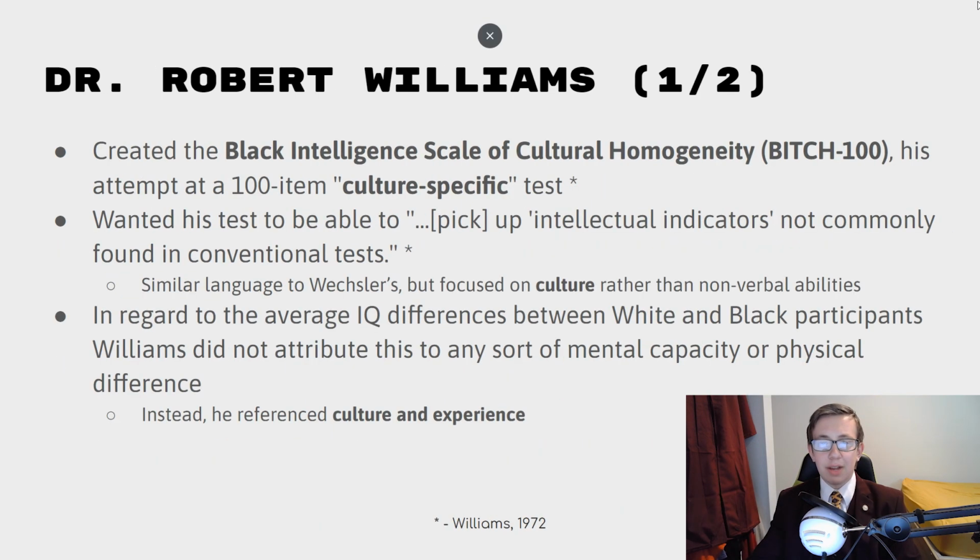Now, Dr. Robert Williams here, he's the theorist that I chose to look at for cultural bias, because instead of trying to look at bias, or try to develop a culture-free test, he wanted to develop a culture-specific test. So he created the Black Intelligence Scale of Cultural Homogeneity, and he wanted to pick up on intellectual indicators not commonly found on these conventional tests, which is similar language to WECHSLER's, but he was looking at culture instead of these nonverbal abilities.